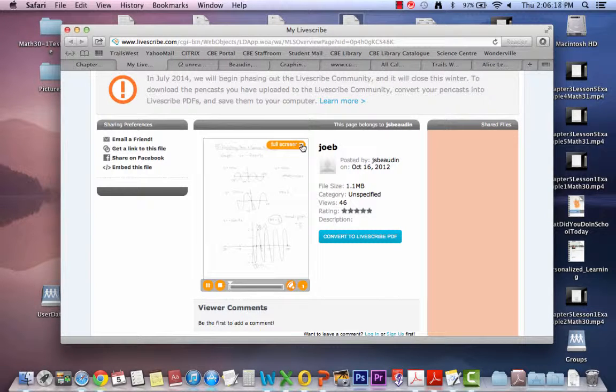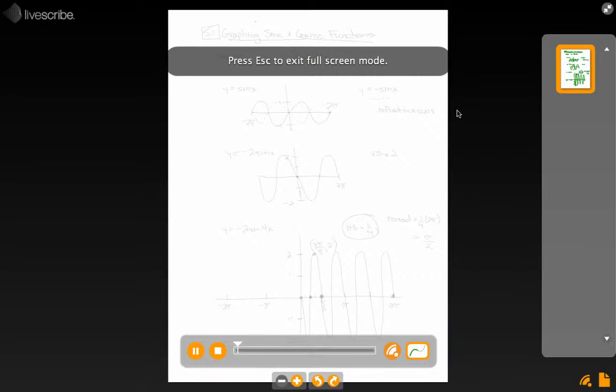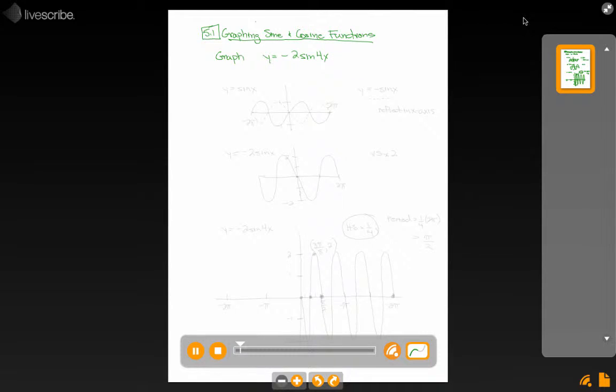Our next example comes out of section 5.1, graphing sine and cosine functions. And in this example, we're asked to graph y equals negative 2 sine 4x. I would imagine this as a transformations question, not a calculator question. If you do it all in your graphing calculator, students lose track of what they've done or don't necessarily understand the pieces of what they've done.